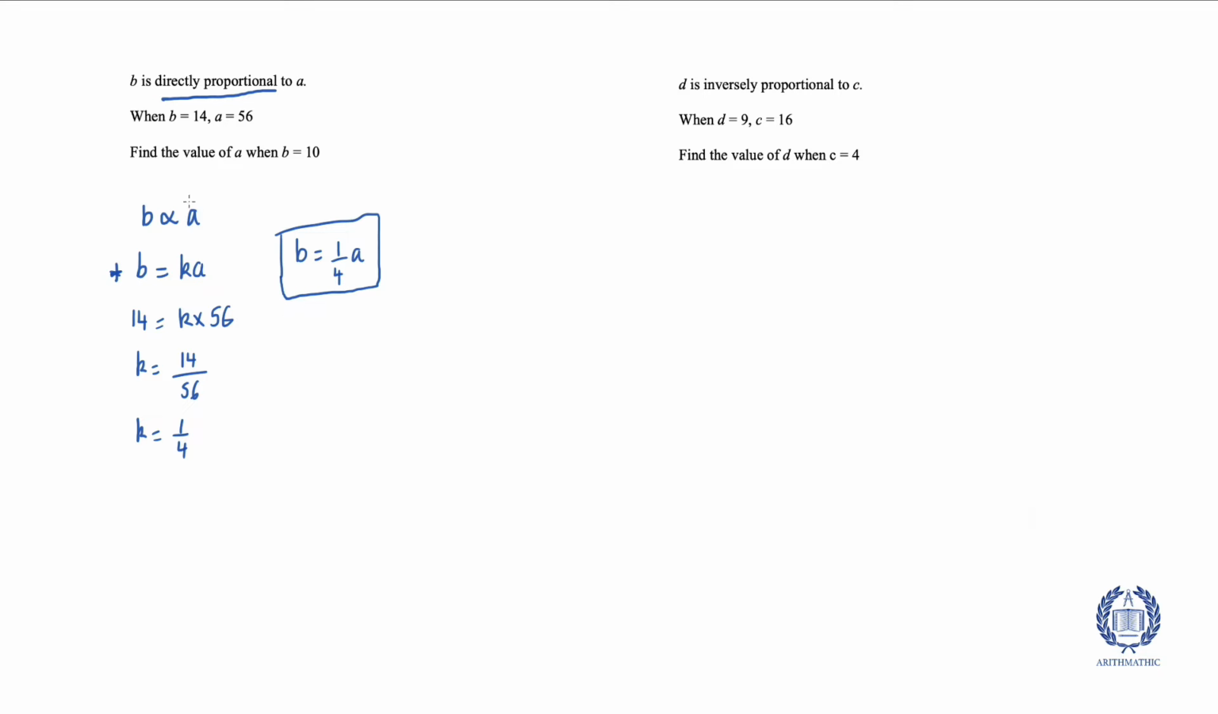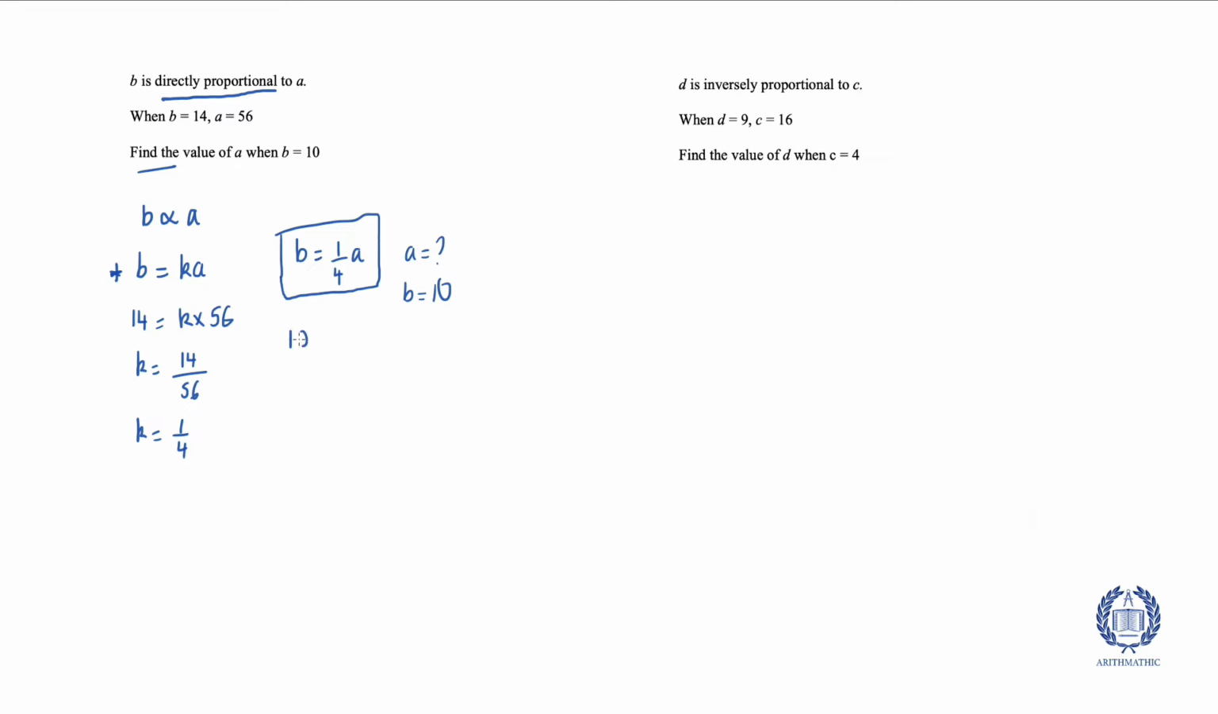Once you've got this equation, we can go to the second line here, where it says find the value of A when B equals 10. So I'm going to use this equation. They're asking me to find the value of A, so I'll put a question mark, but they're saying B equals 10. So I'm going to substitute B equals 10 in this formula here.